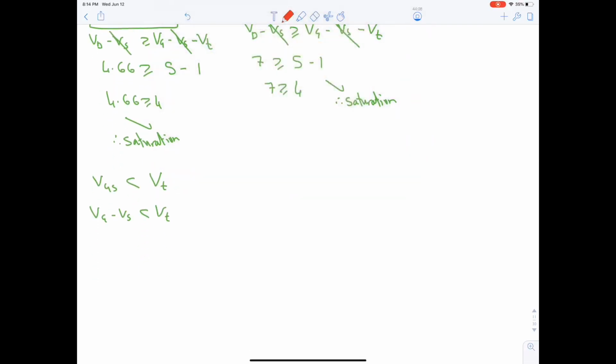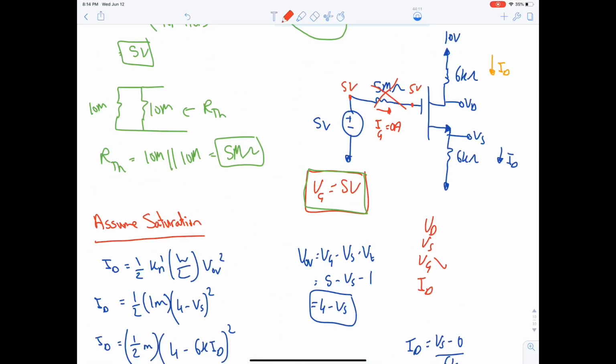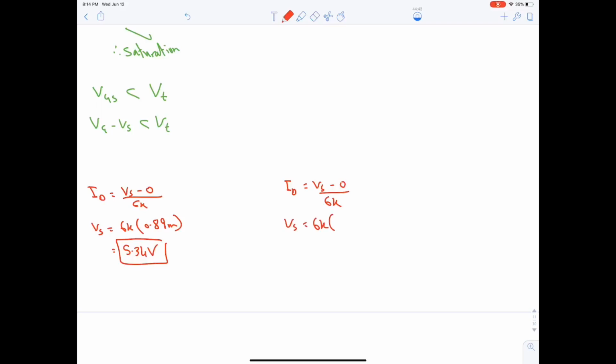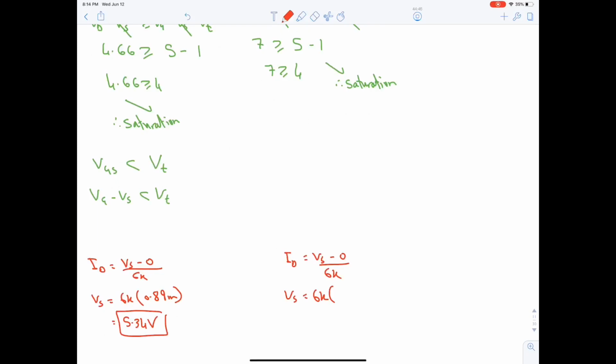Let's find VS. How do we find VS? Through Ohm's law again. ID is equal to VS minus 0 over 6K. So VS is equal to 6K multiplied by 0.89 milli, which is equal to 5.34 volt. Doing the same thing here, VS minus 0 over 6K, VS is equal to 6K multiplied by ID, which is 0.5 milli, correct? Yes, 3 volt.